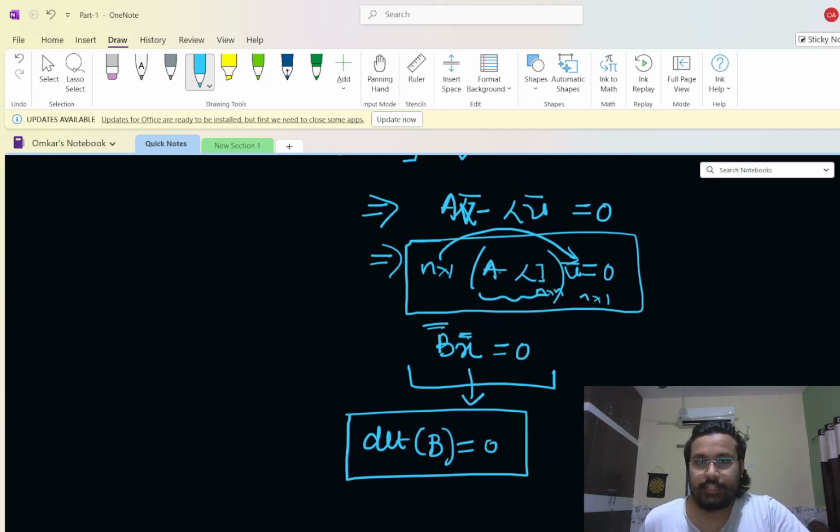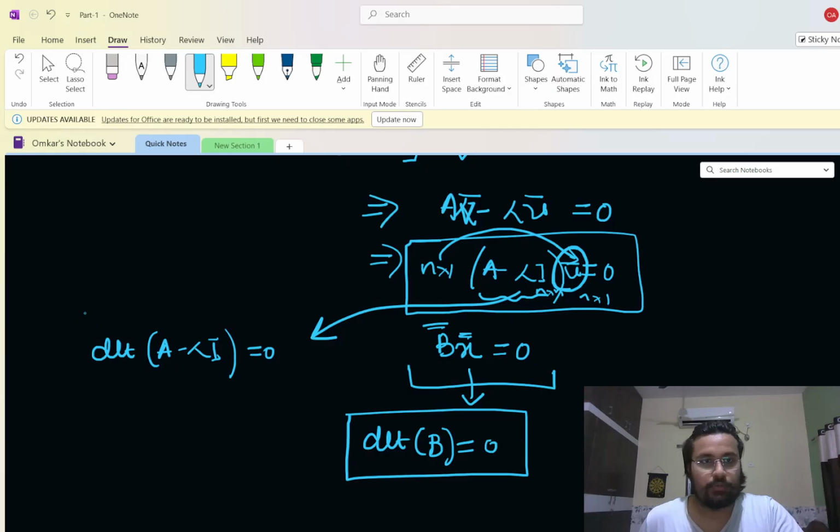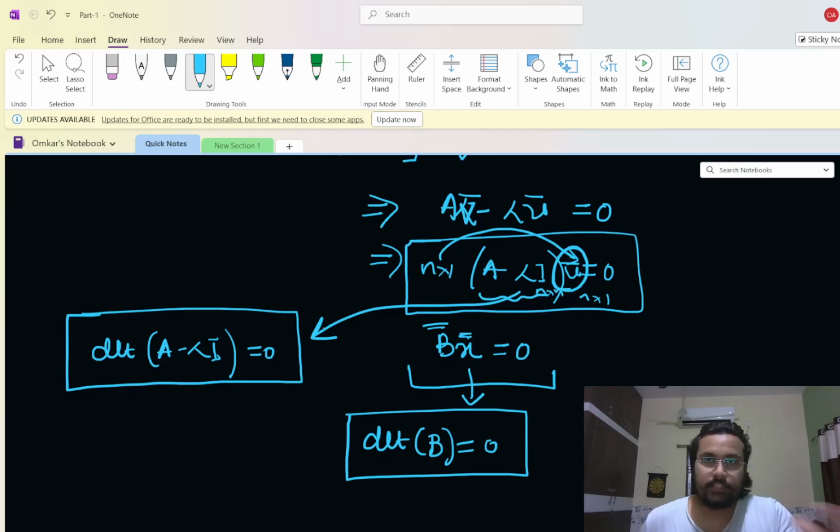Now, using this idea in the original equation, if we want non-zero solutions to get our eigenvectors, then A minus lambda I must be a singular matrix, which means the determinant of A minus lambda times I must be 0. This is the origin of the characteristic equation.